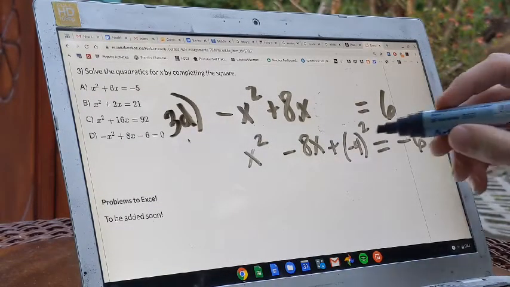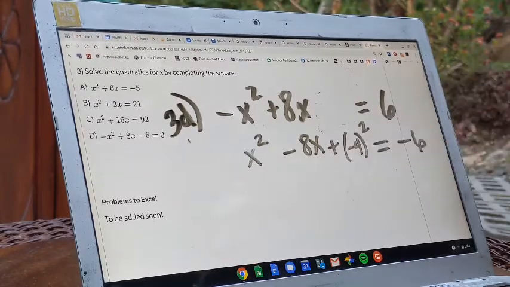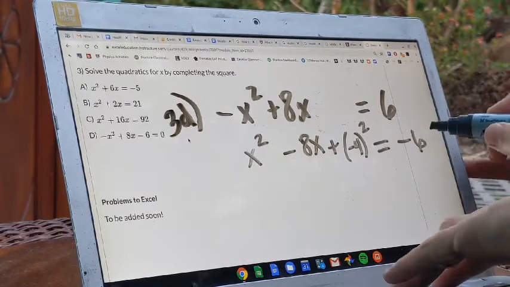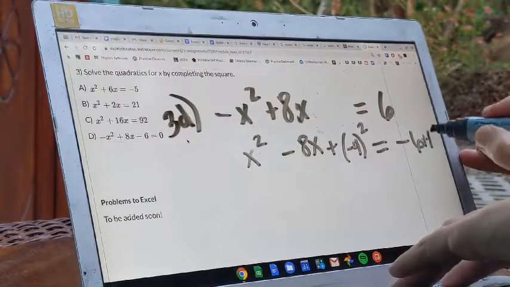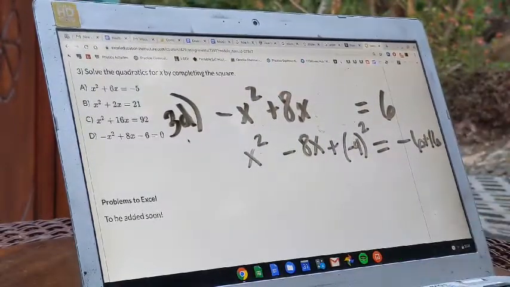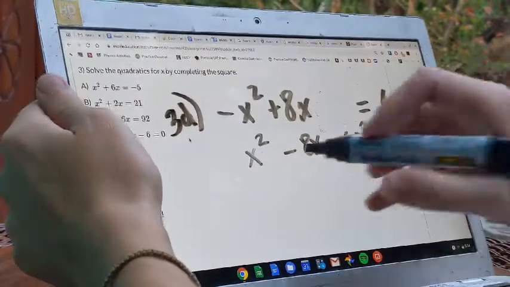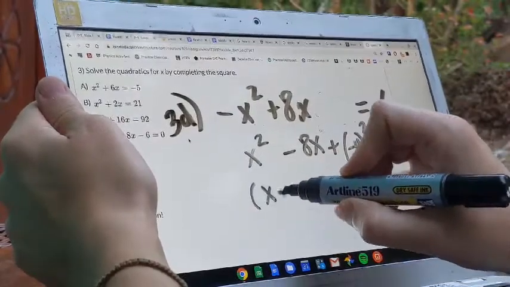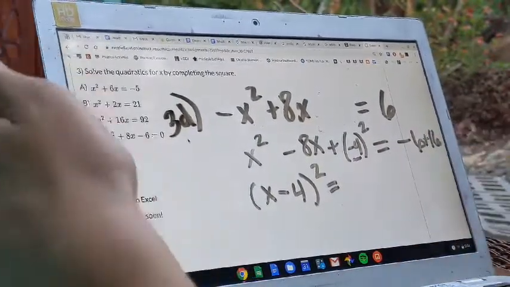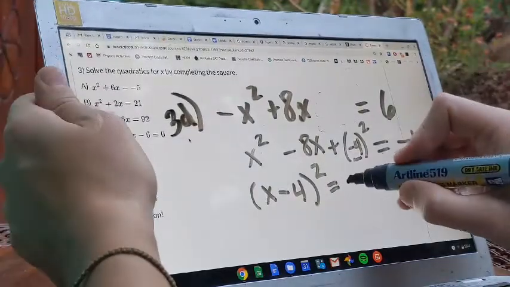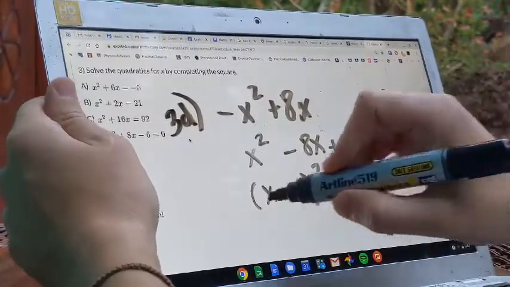And then if we add a -4 squared to this side, we have to add it to the other. What is -4 squared? It's kind of a trick question. That is going to be positive 16. -4 times -4 is positive. Good, and remember this kind of gives away the perfect square here. So we get x minus 4 squared equals -6 plus 16, which is just 10.